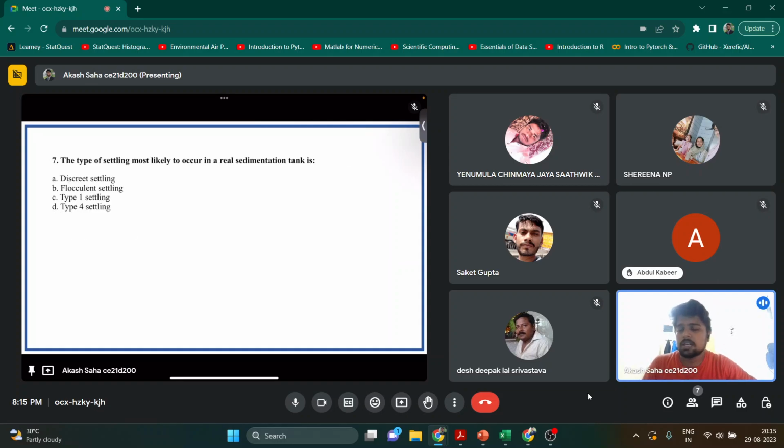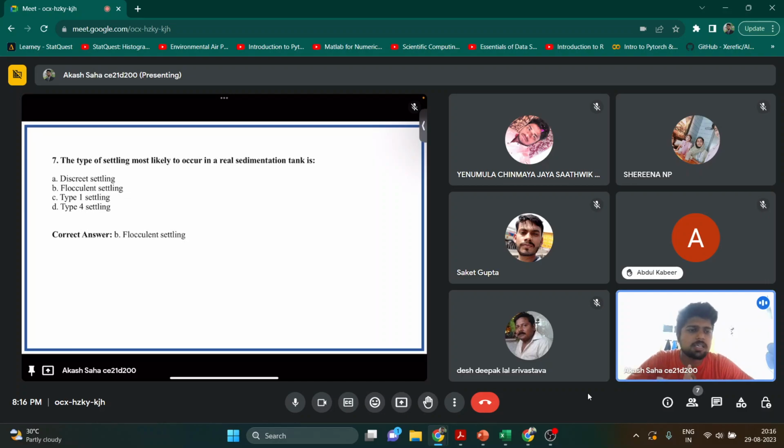The type of settling most likely to occur in a real sedimentation tank is: discrete settling, flocculent settling, type 1 settling, type 4 settling. So in a real sedimentation tank, it is B, flocculent settling. Okay, that is correct. Anyone else have any issue?